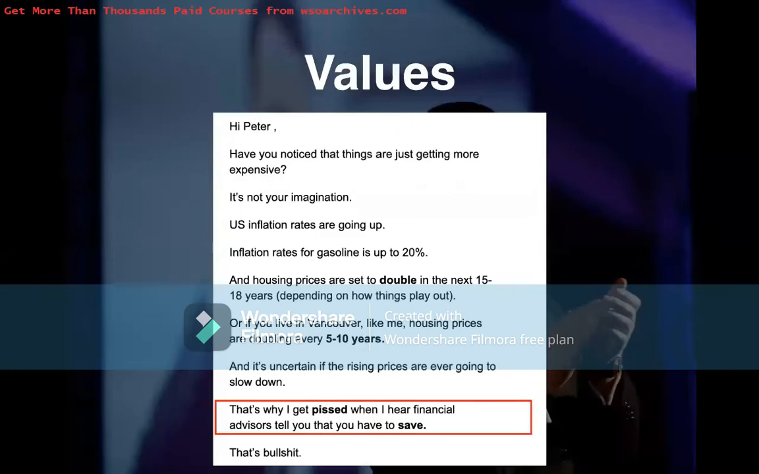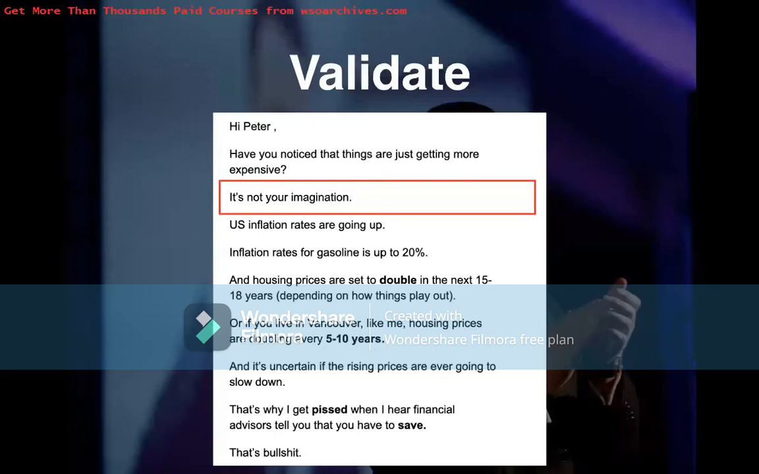values. That's why I get pissed when I hear financial advisors tell you that you have to save, right? And between validate and values, the part in between is just more explanation for why it's not their imagination. It's expanding on the validation part, right? Yes, rates are going up, inflation rates are going up, housing prices are going up, it's doubling. You're just expanding on why it's not their fault, why it's not just imagination, why they're not alone.